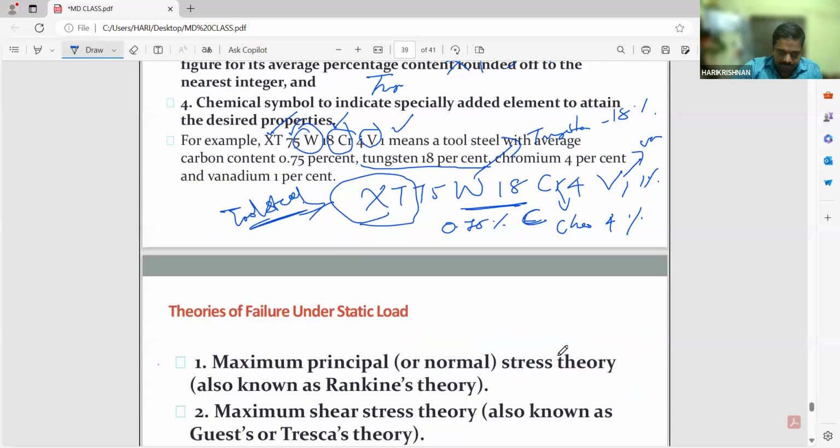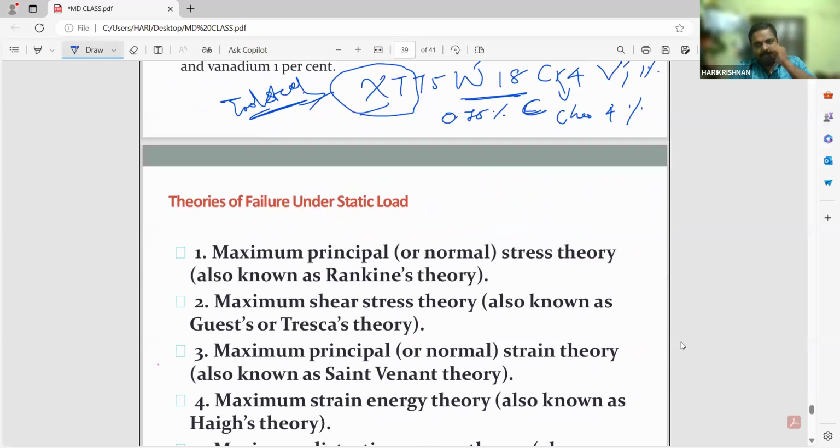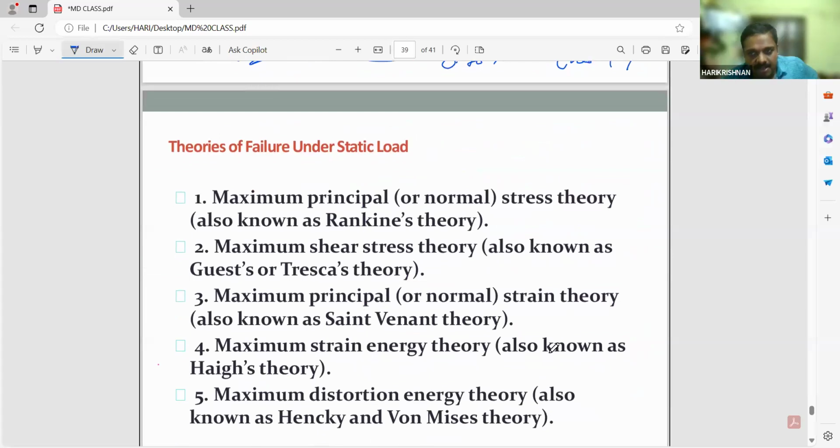Next, you have to study the different theories of failure which will lead to failure of a material. One is the maximum principal stress theory, also known as Rankine theory. Similarly, the maximum shear stress theory, known as Guest or Tresca theory. The maximum principal strain theory, known as St. Venant theory. The maximum strain energy theory, also known as Haigh's theory. The maximum distortion energy theory, also known as Hencky-von Mises theory. These are the theories of failure. These are the theories in which failure will happen.